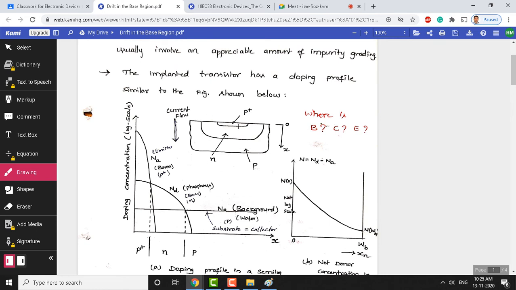This is a p plus region what you are seeing, a thin layer here. This p plus region serves as an emitter. Then below that we have the base region, which is n type, and below that we again have a collector region, which is again p type here. So, this is a collector, and this is going to be the base, n type.